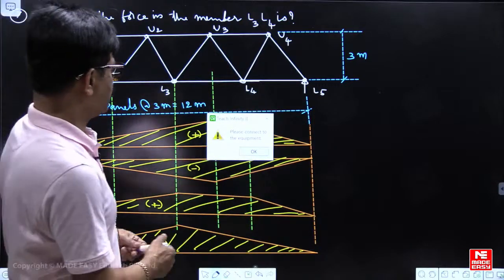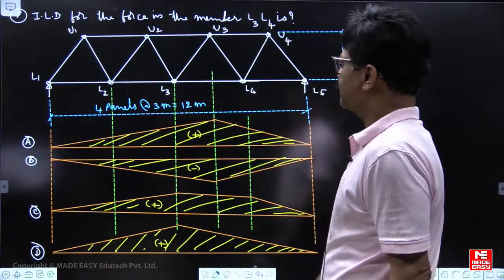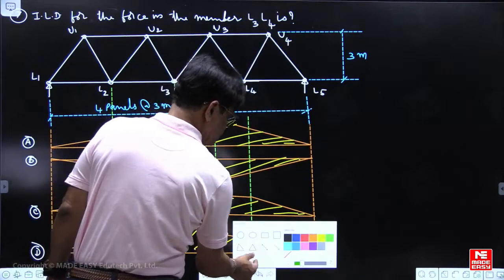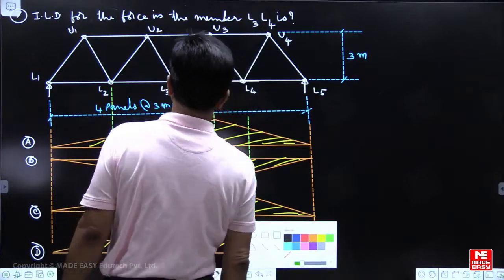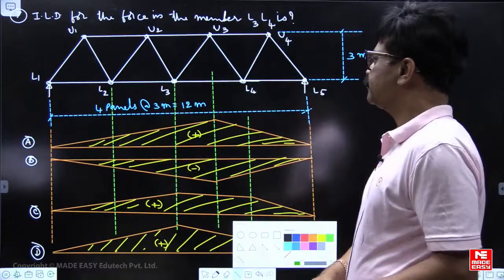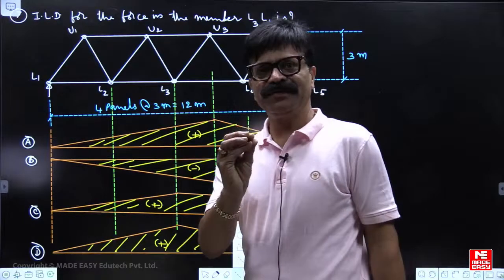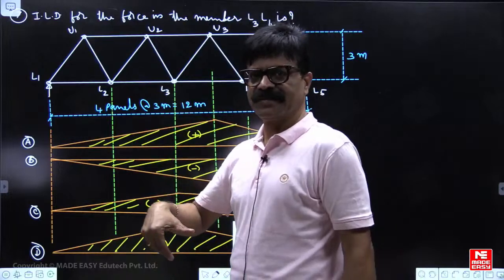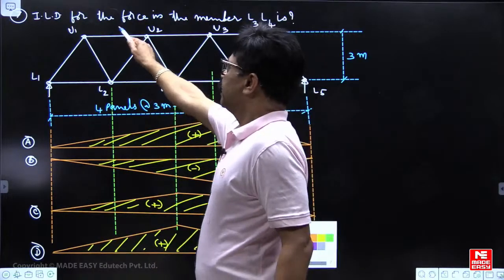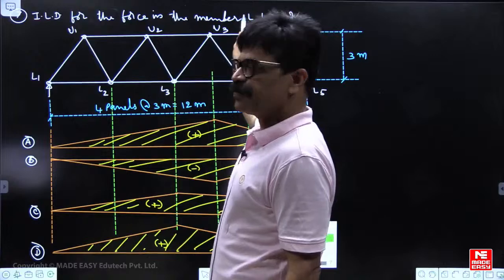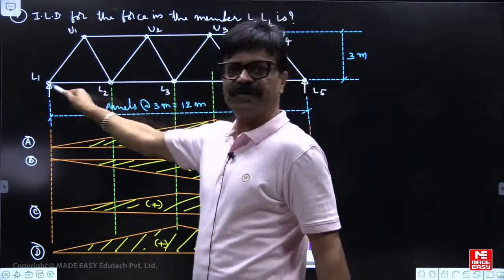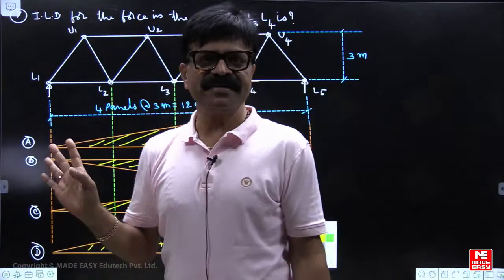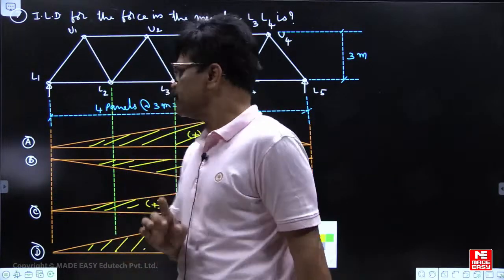Okay. Now for this, what is the answer? This we'll discuss. First of all, assume that you have only 20 seconds time. We'll see how to manage in 20 seconds time, then we'll make the complete discussion. ILD for force in the member L3, L4. L3, L4 is in a simply supported truss. This is a bottom chord member. Bottom chord members are always under tension for all positions of the loads.